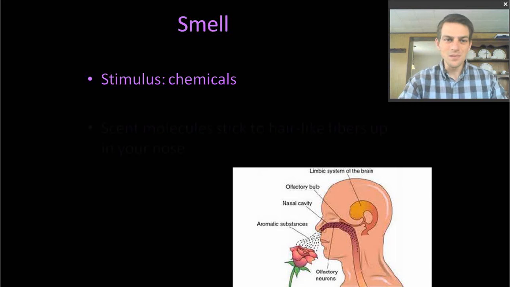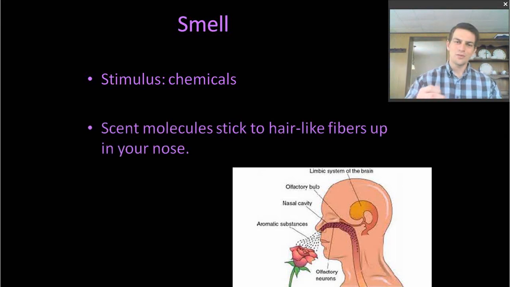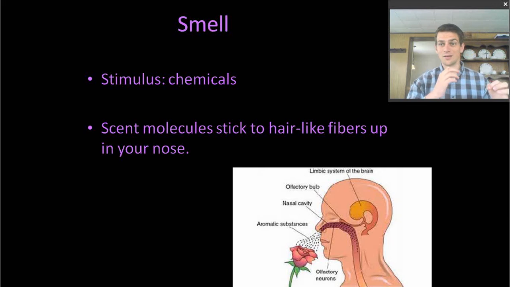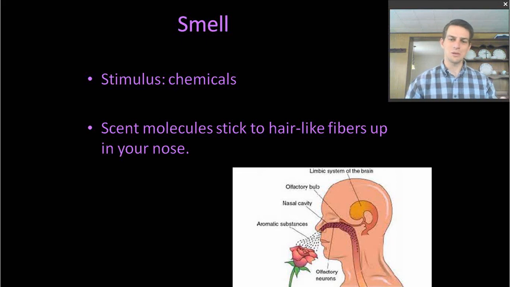your nose. And inside your nose, you have these mucus-covered hair-like fibers way up high in your nose, and different molecules will stick there, and it'll receive the signal and send a smell to your brain. So it's specific receptors for specific molecules that enable you to smell different things.